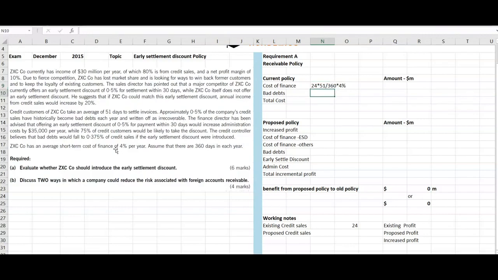And we'll move on to the bad debts. The existing bad debts are going to work as follows: approximately 0.5% of the company's credit sales have historically become bad debts. So our bad debts is 0.5% of the credit sales. Credit sales is 24 million. That's how it works. And if we solve this, we'll get the total cost.